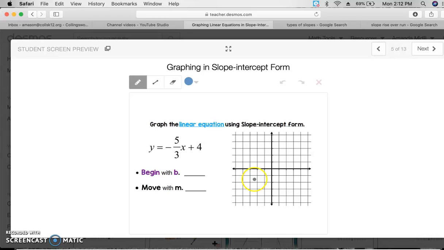Let's try another one together. We're going to begin with our b, which is our y-intercept, which is right here. It's the number that's not with the x, which is 4. My y-intercept is where it crosses the y-axis. So I go 1, 2, 3, 4, put a nice little dot there. Now my slope is the number in front of the x, which is -5/3.